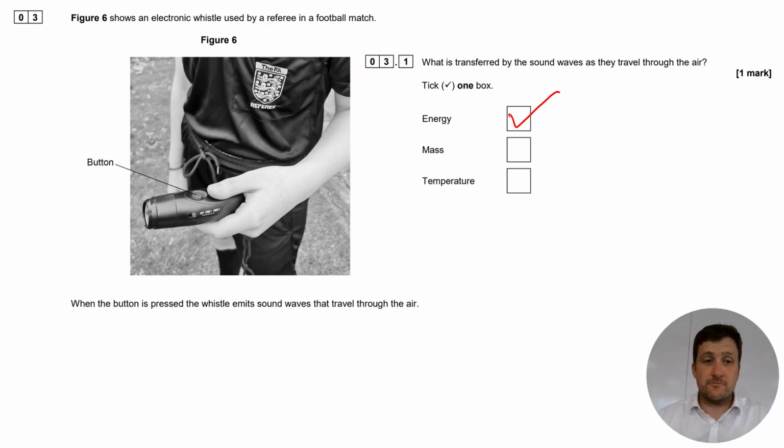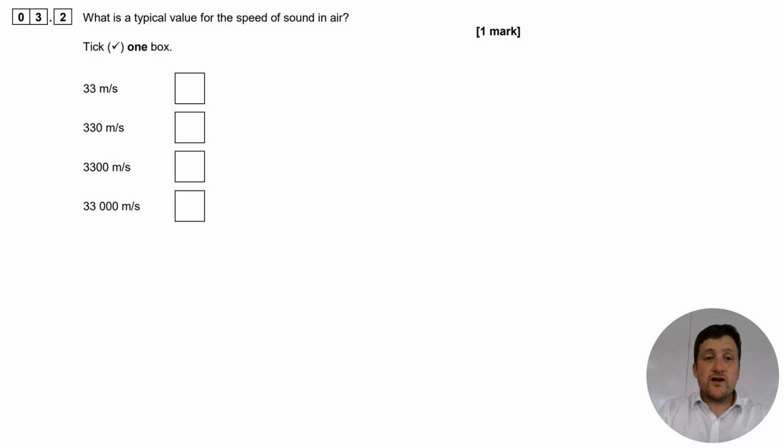transfer energy. What is the typical value for the speed of sound in air? Again, one of these random little pieces of knowledge you need to know. 33,000 meters per second is insanely quick, just like 33 meters per second isn't that quick. It's somewhere in the middle, which is 330 meters per second.